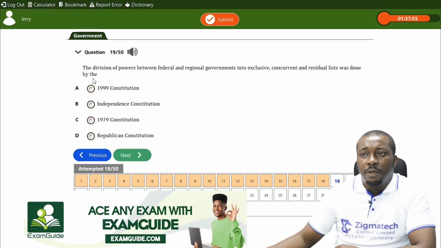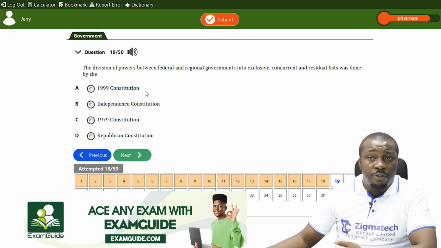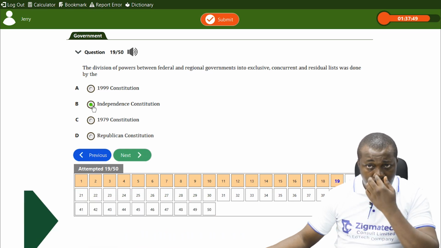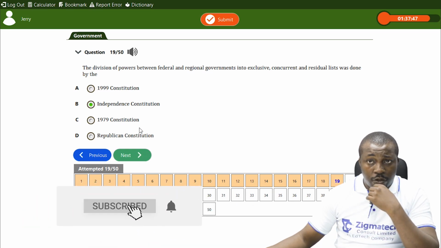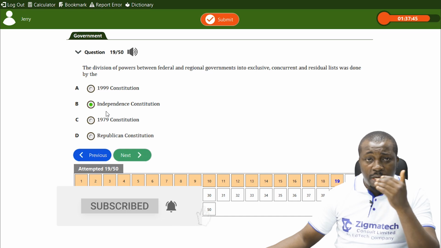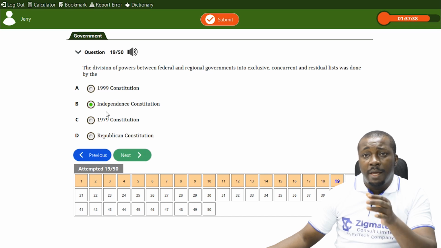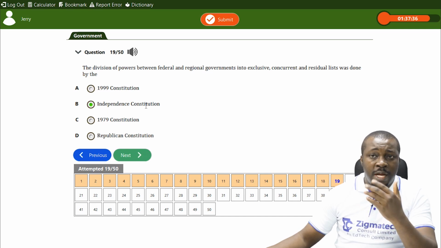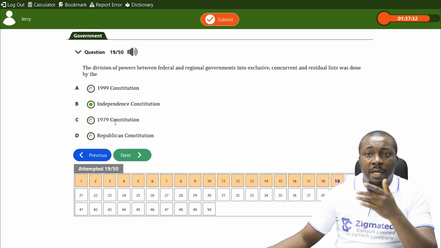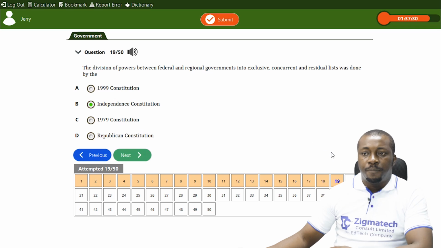Now, it was not done by the 1999 Constitution. It didn't introduce that. It's the Independence Constitution. Now, all these constitutions maintained it, though it started from 1954, the first written constitution, and was concretized by the Independence Constitution of 1960. Now, all these constitutions maintained this provision. So it is the Independence Constitution.